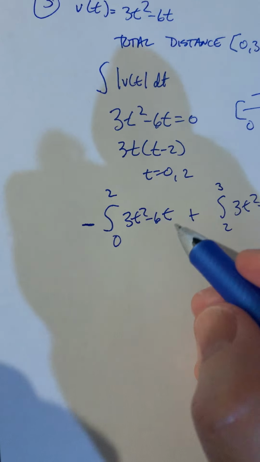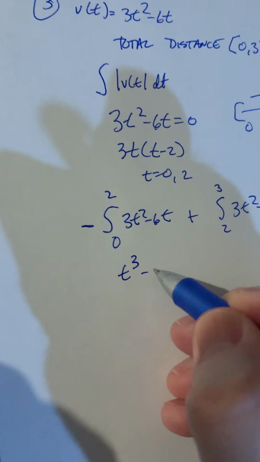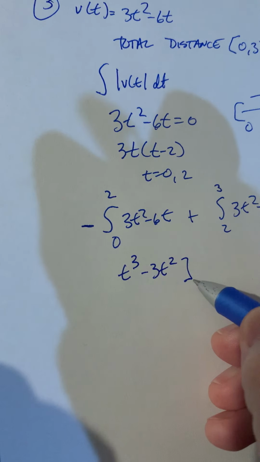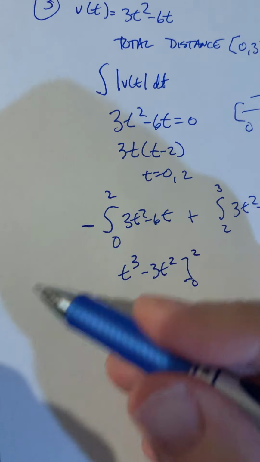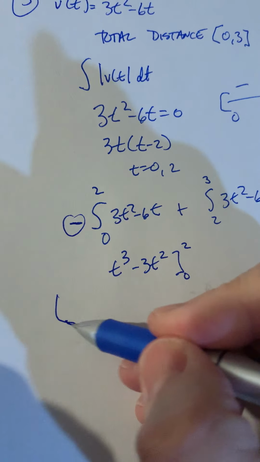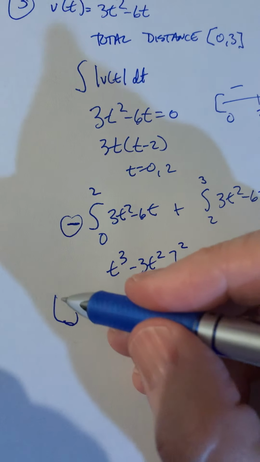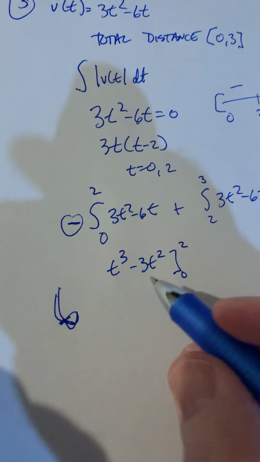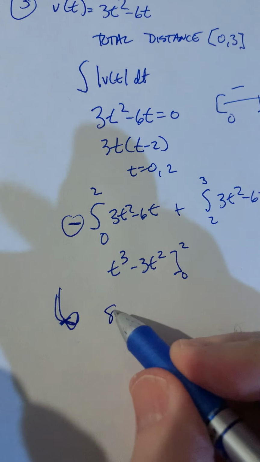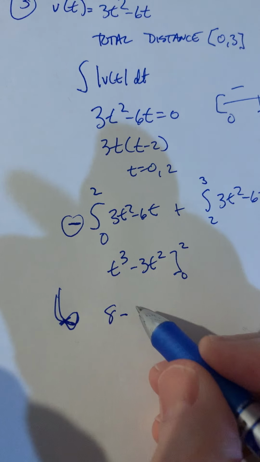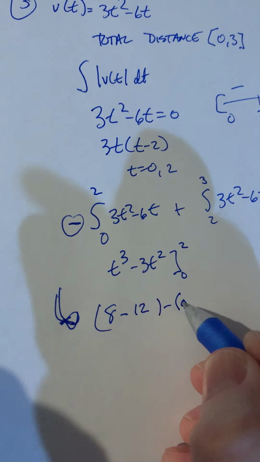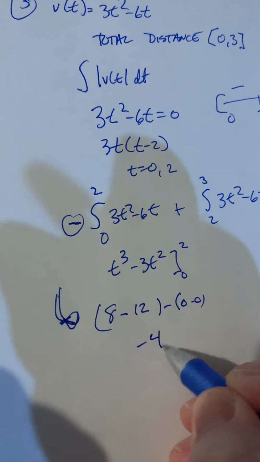So when I integrate this thing, I get t cubed minus 3t squared. I'm going to integrate from 0 to 2. I'm going to put that negative back in at the end, and I'll tell you why in just a second. So I integrate this thing, I get 2 cubed is 8, minus 2 squared is 4, minus 12, minus 0, so I get a negative 4.